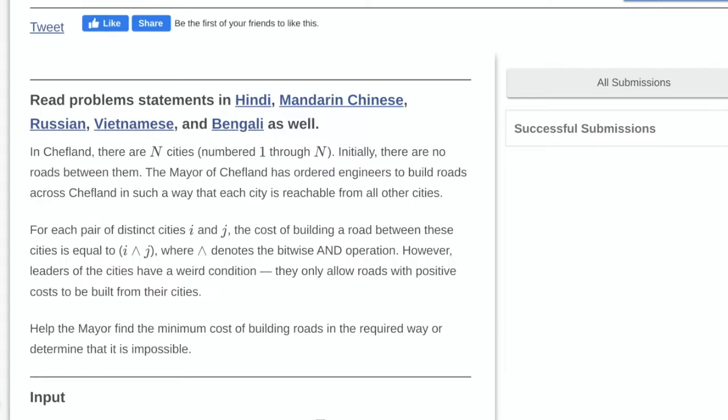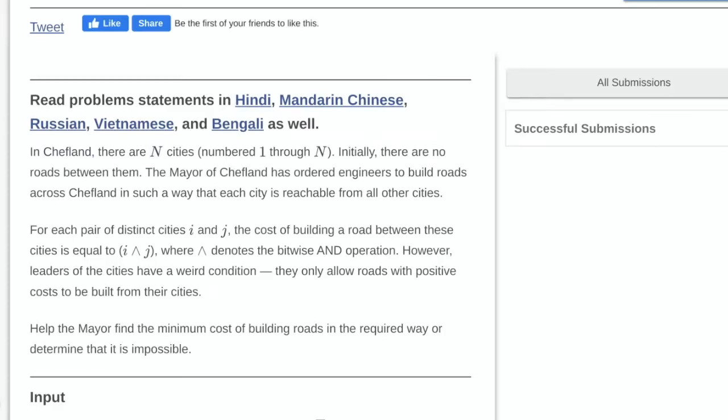So what this means is that let's say we had city 1 and city 2. So city 1 can be represented by 0, 0, 0, 1, and city 2 can be represented by 0, 0, 1, 0 as our binary representations. So if we were to perform the bitwise AND operation on this, we would get a total value of 0. So then in this case, the cost of building a road between cities 1 and 2 is 0, which means that we cannot build a road because again, the cost must be positive.